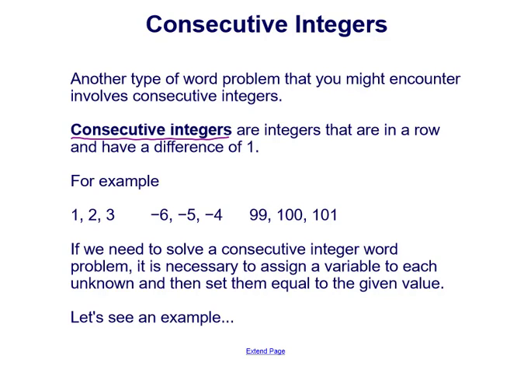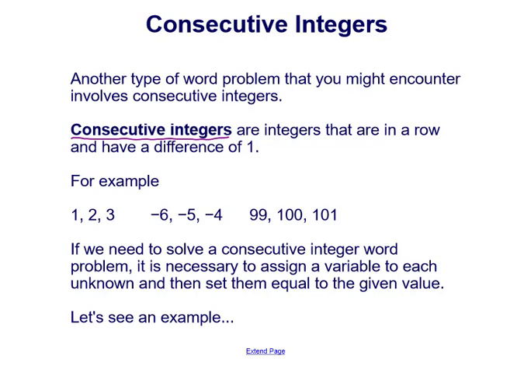So examples of these consecutive integers would be 1, 2, 3. They're integers and they have a difference of 1. 3 minus 2 is 1, 2 minus 1 is 1. You can also have negative numbers, right? Integers could also be negative. So consecutive integers, for example, could be -6, -5, and -4. And then you could have consecutive integers a little bit higher, such as 99, 100, and 101.